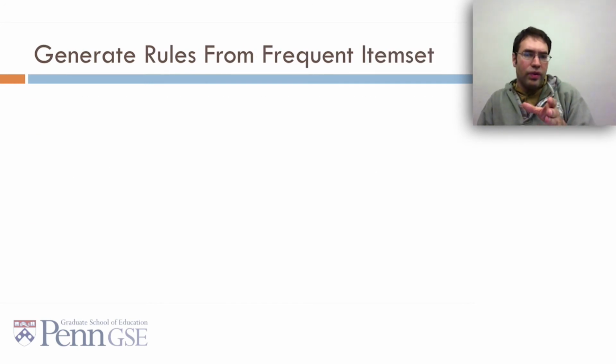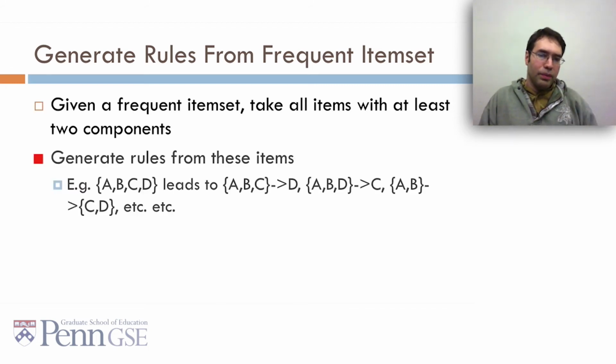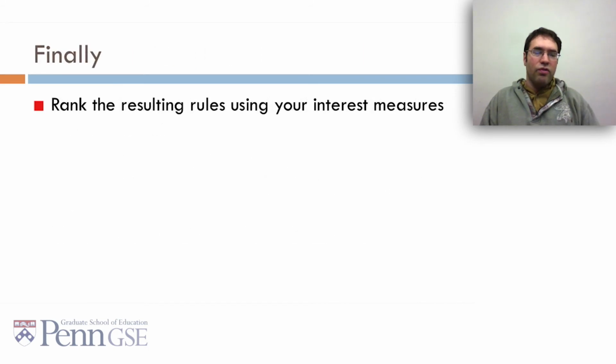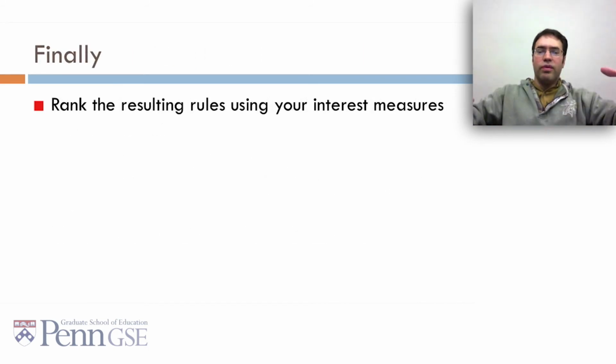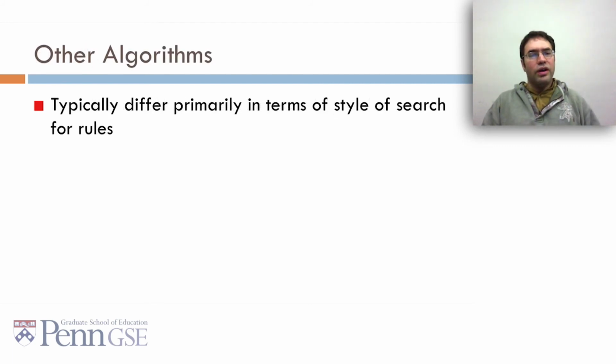Then you generate rules from that frequent item set. So given a frequent item set, take all the items with at least 2 components, so we're going to throw out the singletons, and generate rules from these items. So ABCD will give you ABC predicts D, ABD predicts C, AB predicts CD, and so on. Then we'll eliminate all the rules with confidence below the threshold. So finally, rank the resulting rules, you have a bunch of them, using your interestingness measures. Other algorithms beyond Apriori typically differ primarily in terms of the style of search for rules.